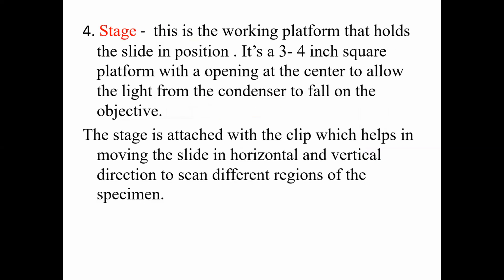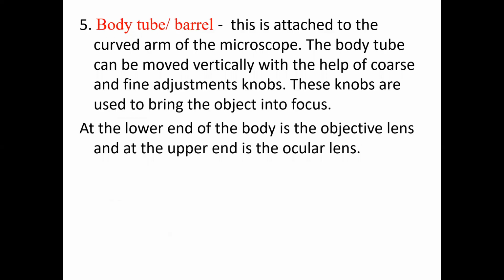So the next one is the stage, the platform where we keep our sample for observation, the specimen which is on the slide. It has an opening in the center that allows the light from the condenser to fall onto the objective lens. The stage is attached with a clip which helps in moving the slide in the horizontal and vertical directions in order to scan the specimen throughout.